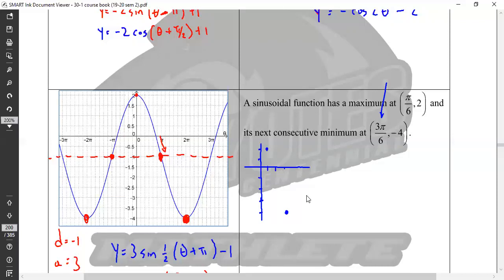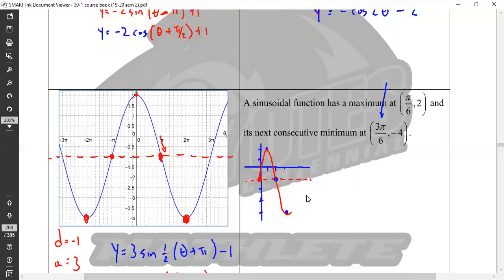Between a height of 2 and a height of negative 4, our median height is at negative 1. Again, where is it going to cross that median? Well, halfway in between pi over 6 and 3 pi over 6, which is 2 pi over 6. Which means it's going to kind of look like this. Every pi over 6 we have another either a maximum or a median line intercept, which means 0 comma negative 1 is your y-intercept.